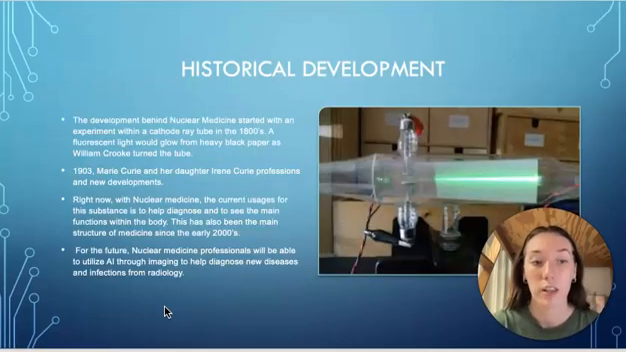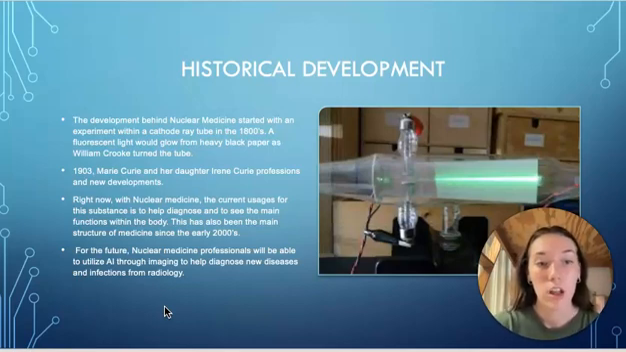The historical development of this topic started back in the late 1800s. William Crookes invented a cathode ray tube, which held a thick piece of black paper with electricity, and a fluorescent light appeared within the tube. Also in 1903, Marie Curie and her daughter Irene Curie were involved within this profession and new developments.